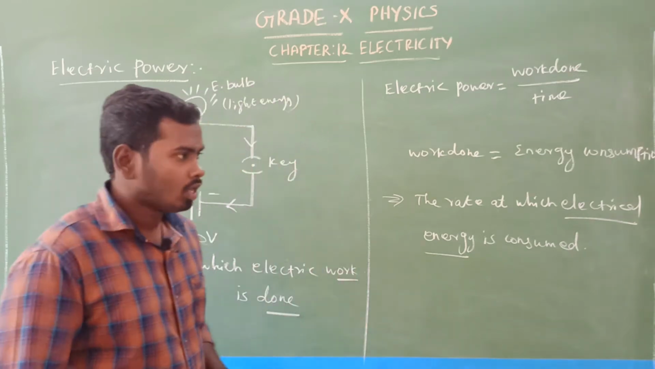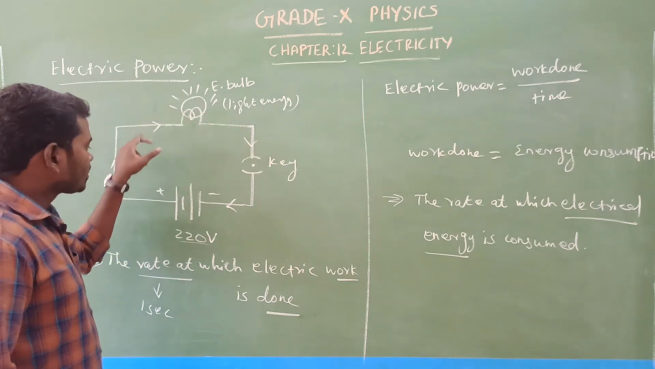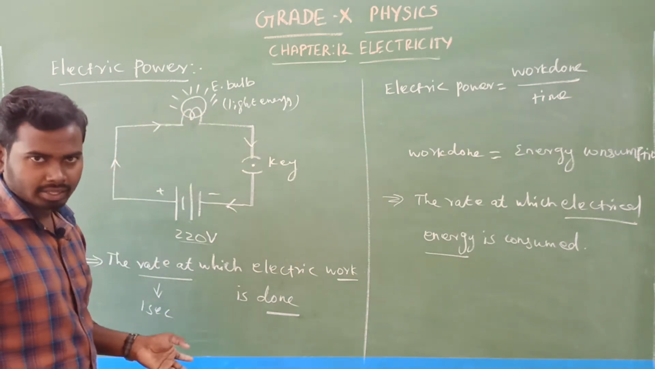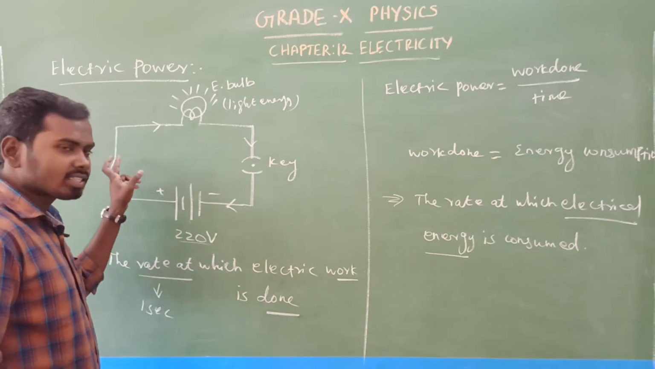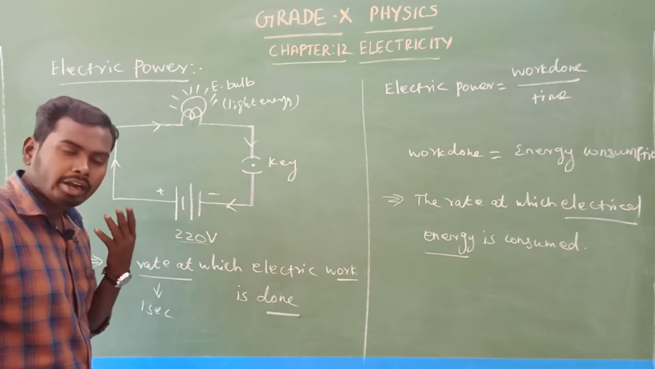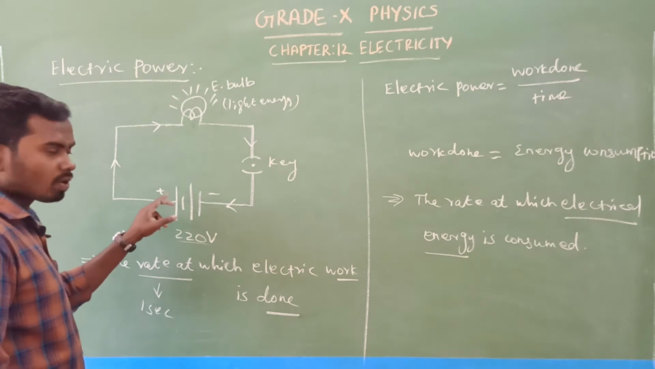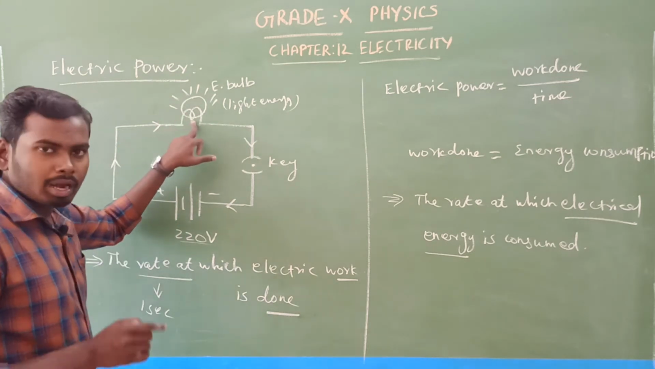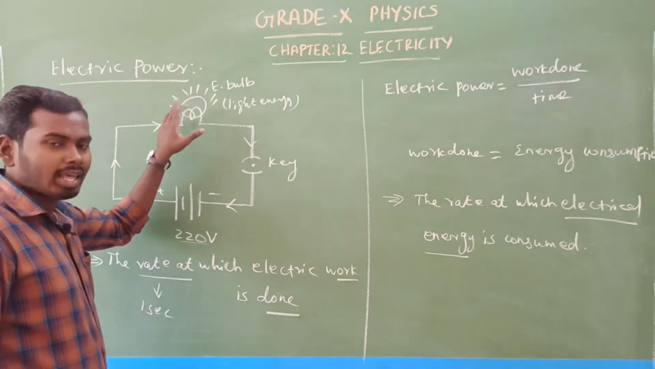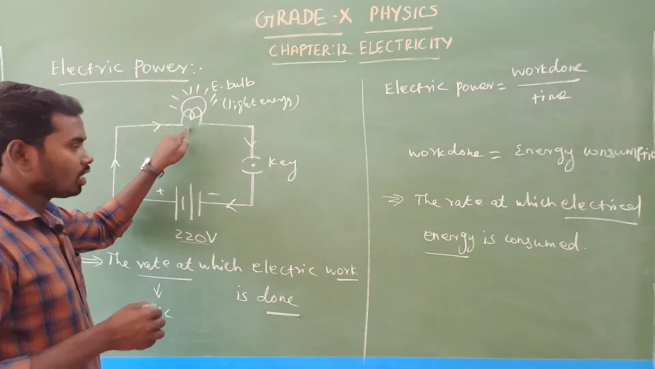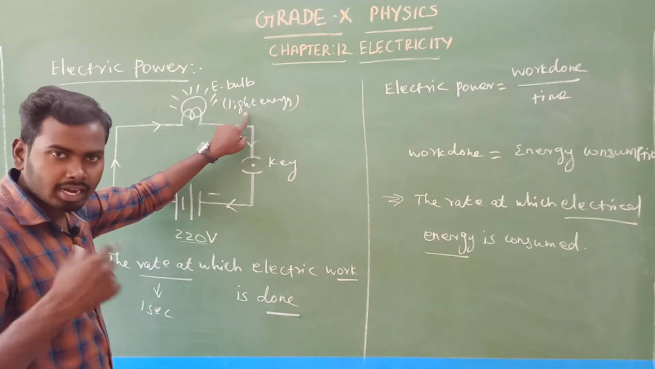Is it clear? So look at here. Here, an electric bulb is connected to the two terminals of a battery. We apply 220 volt potential difference. Due to this potential difference, there is current. Already we know electricity is also a form of energy, called electrical energy. Current flows from positive terminal to negative terminal. The electric bulb is also an electrical appliance, which consumes the electrical energy, which means current, and converts the electrical energy into light energy.